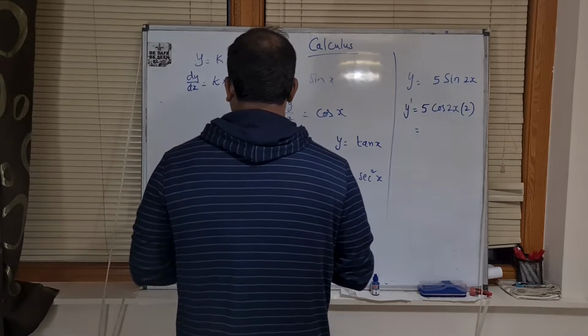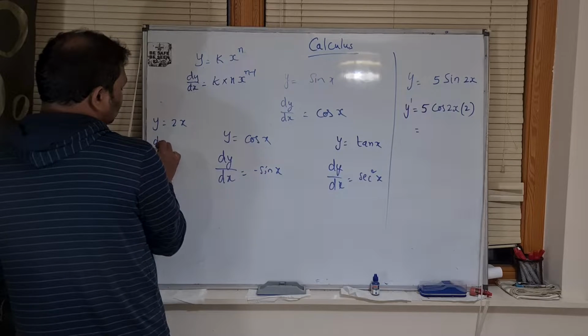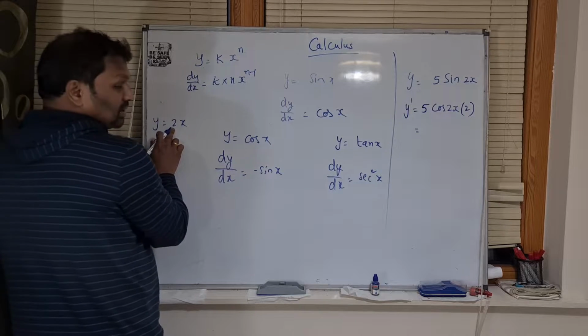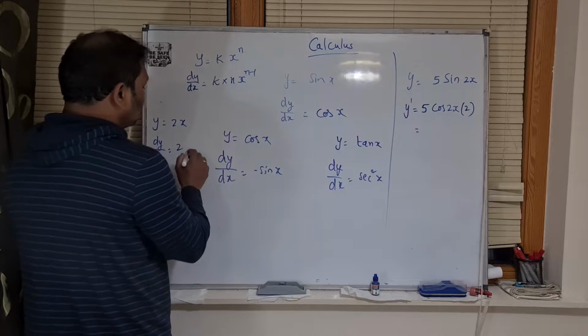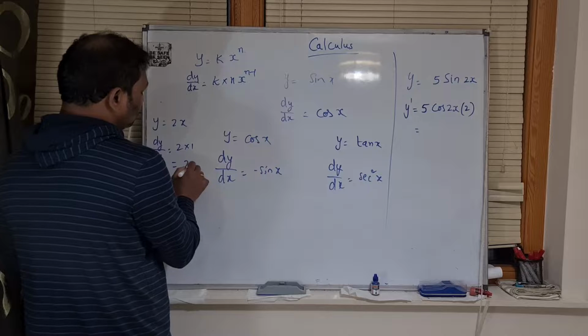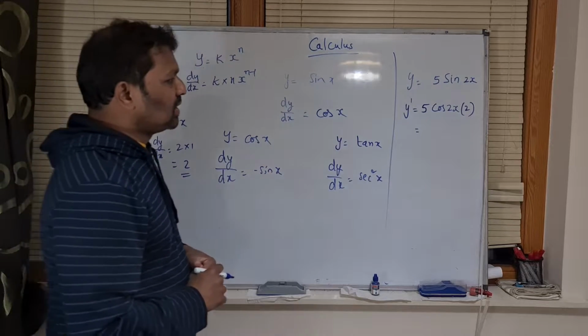Okay, let's do it. Y is equal to 2x. What is dy by dx? 2 is the constant coefficient, keep it aside. What is the differentiation of x? It is 1. So 2 into 1 is 2. dy by dx is equal to 2.